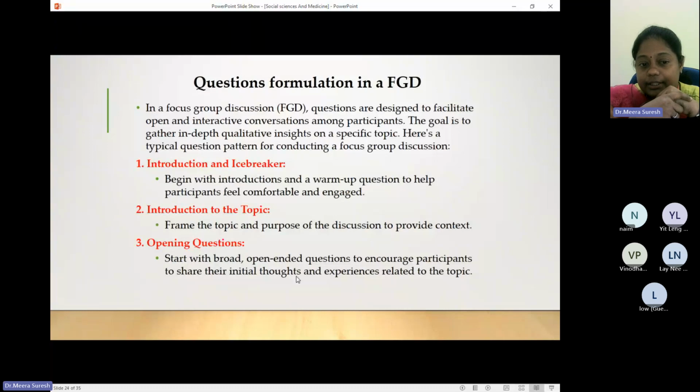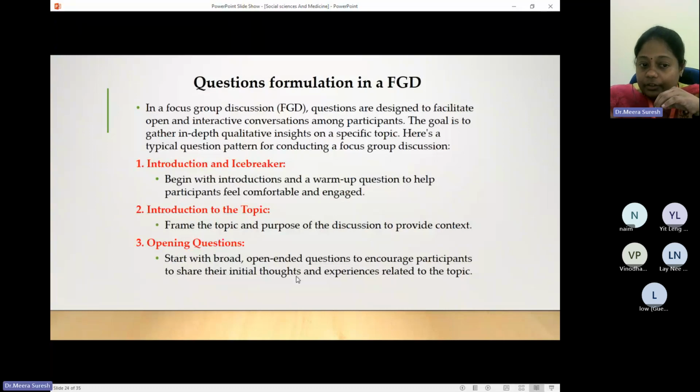So there will be an introduction and an icebreaker, because in a focus group discussion, people need to know each other in case they don't. But it is always ideal to have a community in which people know each other. Then only will they open up. If you put a few strangers together, it is not easy to get ideas from them, because there may be introverts who don't want to speak. And in FGD, we shouldn't have people who don't contribute. So it's better to have a group of people who know each other.